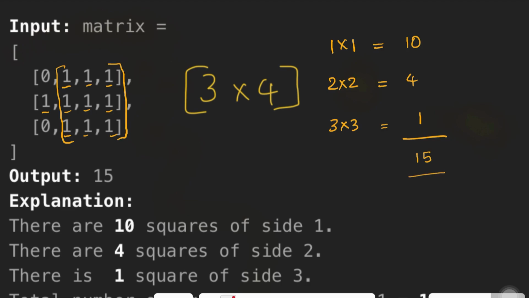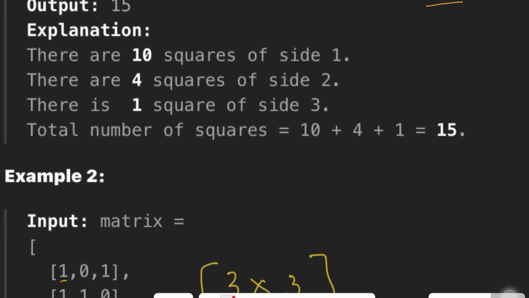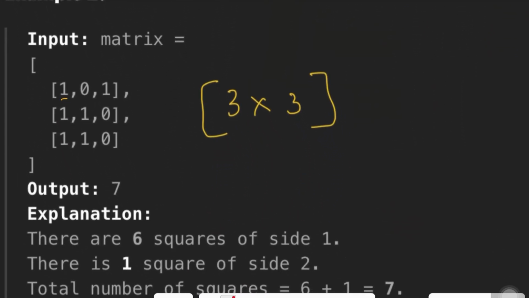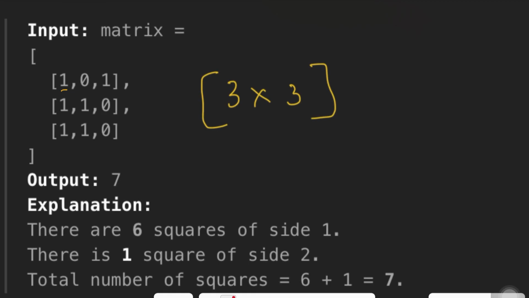Example 2: 1, 0, 1; 1, 1, 0; 1, 1, 0. We can see that 1 times 1: 6 ones. 2 times 2: 1 block, top left at 1, 0. 3 times 3: none. Total equals 6 plus 1 equals 7.